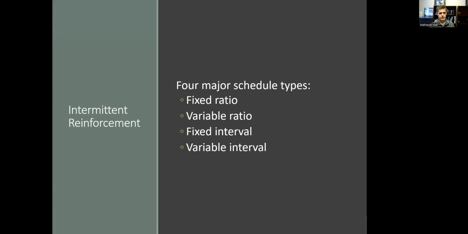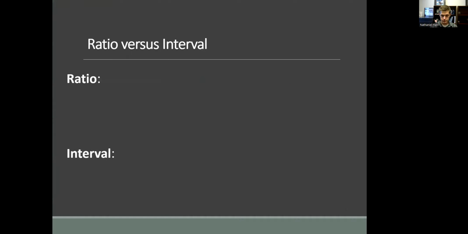So we can break these schedules up into 4 major types. They're going to be the fixed ratio, variable ratio, fixed interval, and variable interval. We're going to break down each one of these, and these are the ones that I anticipate for you to be able to describe, as well as indicate how behavior changes on each of these different kinds of schedules. So first, let's separate the ratio versus the interval component.